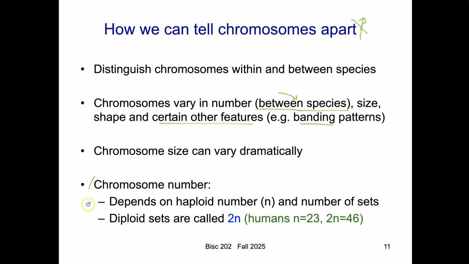Okay. And then the chromosome number, we've already gone through this, so I won't go through it again, except to say that for humans, n equals 23 chromosomes, 2 of each, so 2n equals 46. And if any of these things are unclear, just email or ask me or one of the TAs after the lecture, and we can talk you through it.